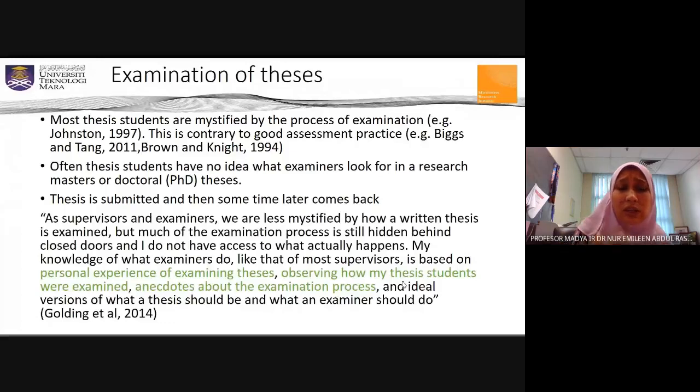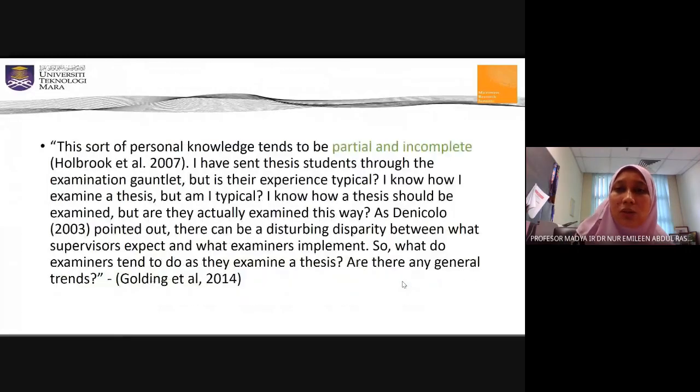So if we look at Golding, he says knowledge of what examiners do, for most supervisors, is based on personal experience of examining theses, observing how my thesis students were examined, and any doubts about the examination process. And he also says this knowledge is, like I said earlier, partial and incomplete, because you cannot challenge the experience that other examiners have with our experience, or my experience with your experience.